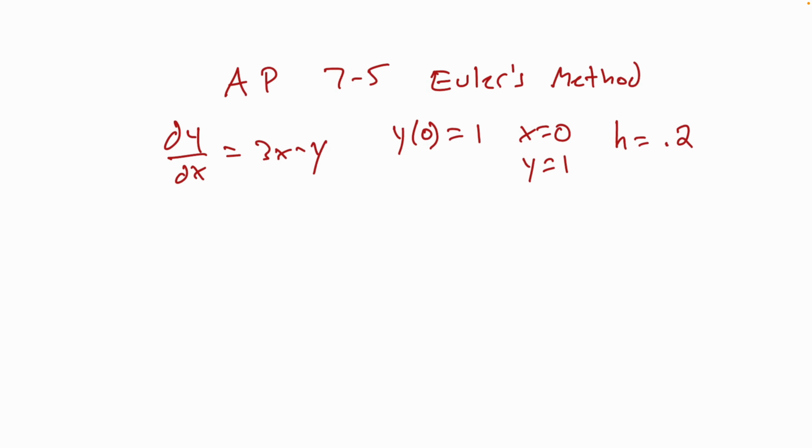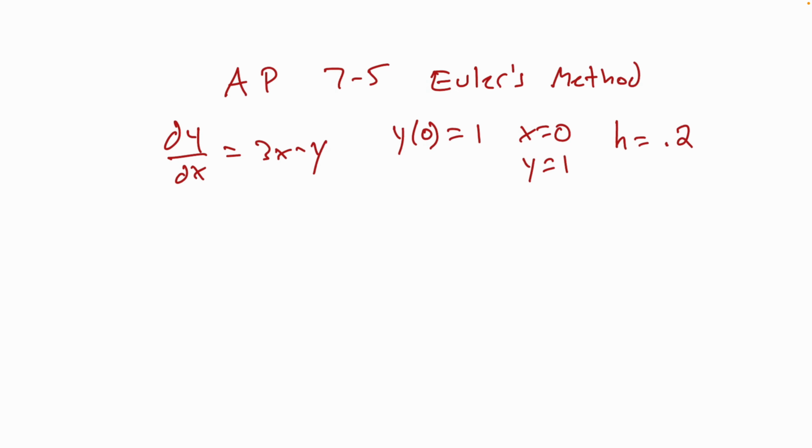You might be asked to approximate a value for y after so many steps. Or you might be asked to approximate a value for y given a new x. Like maybe we want to look at x equals 1. So with a step size of 0.2, that'd be 5 steps away. Or it might say approximate a value of y after 3 steps. So there are a couple of ways that the question can be asked.